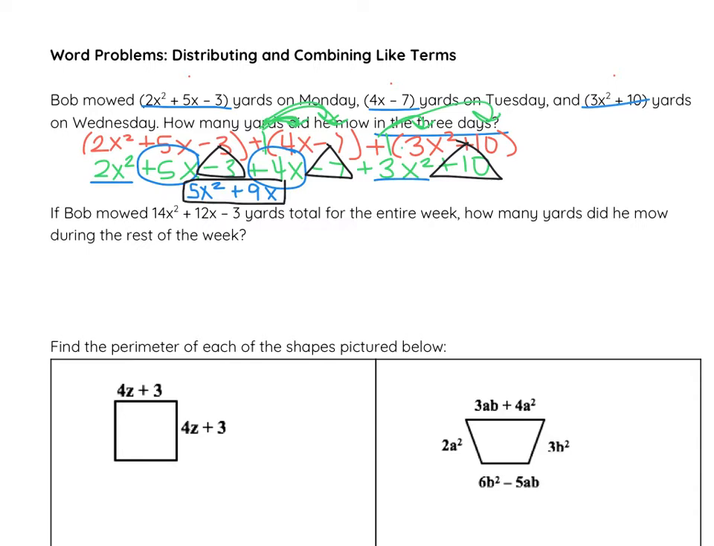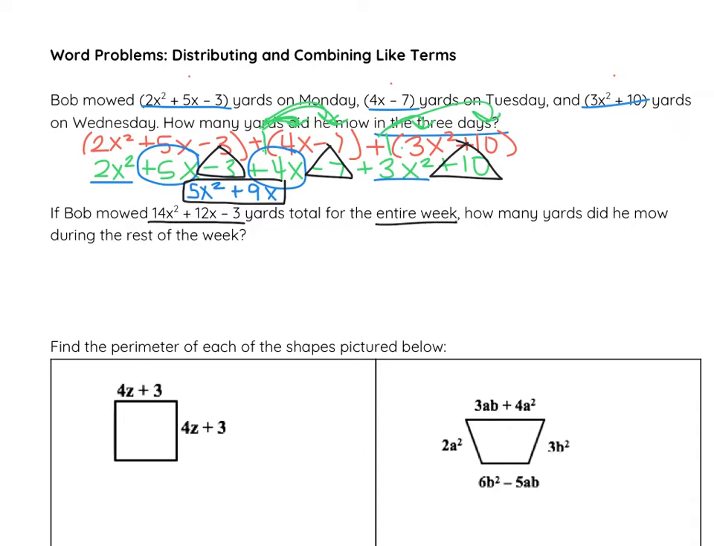One thing I noticed that a lot of students try to do is keep working. Your final answer is an expression. It's not like x equals 2. They didn't give us enough information to determine that. It just wanted to know what expression represented the total amount of yards that he mowed, and that would be our final expression.